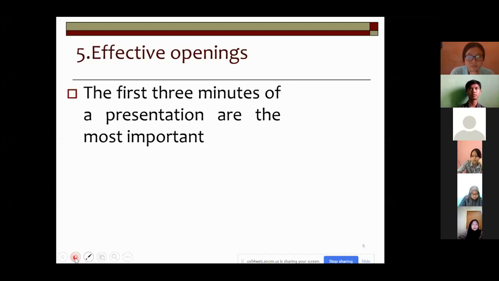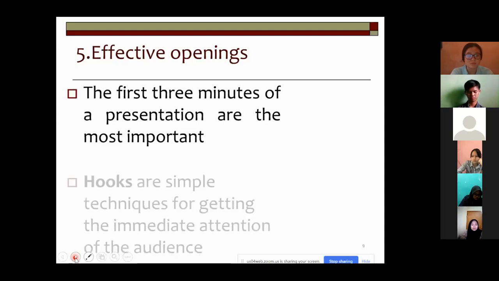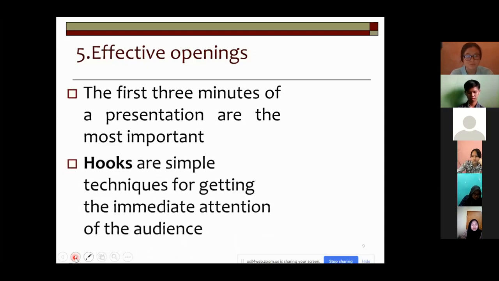So make sure you use the first 3 minutes of your presentation well. Perhaps you may do something, and I will explain it in detail later. One of the ways to maximize your first 3 minutes is the hooks technique. Hooks are simple techniques for getting the immediate attention of the audience.